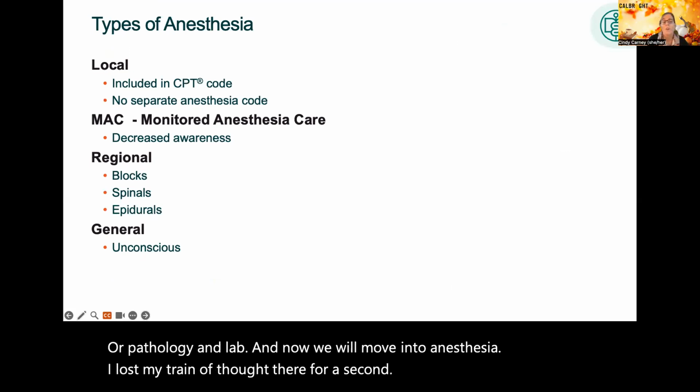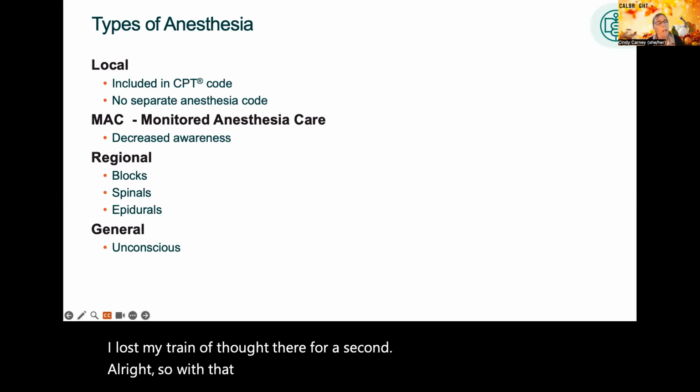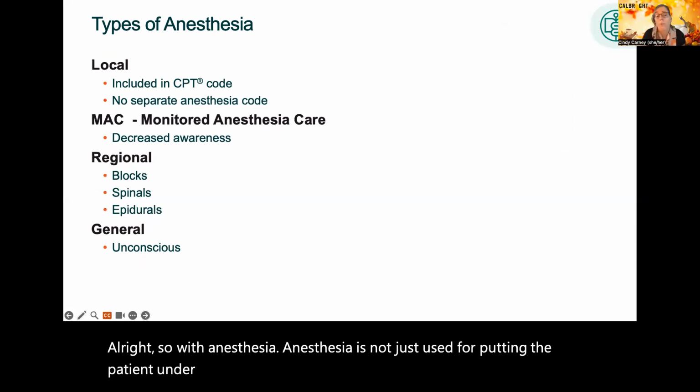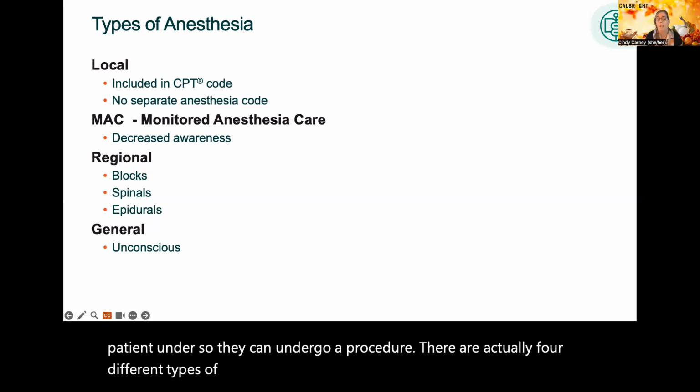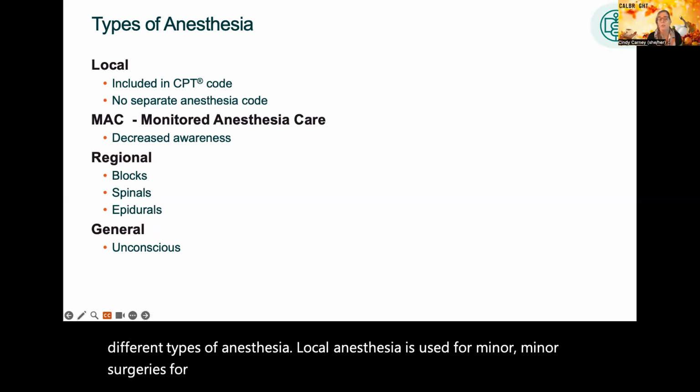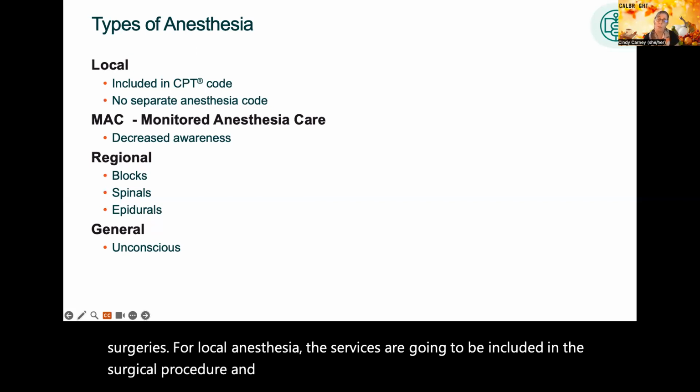All right. So with anesthesia, anesthesia is not just used for putting the patient under so they can undergo a procedure. There are actually 4 different types of anesthesia. Local anesthesia is used for minor surgeries. For local anesthesia, the services are going to be included in the surgical procedure, and they're not going to be billed separately.